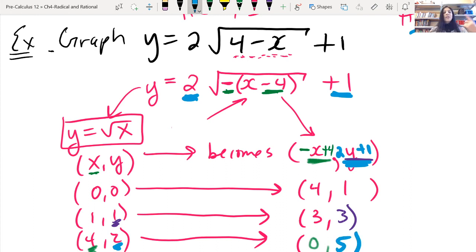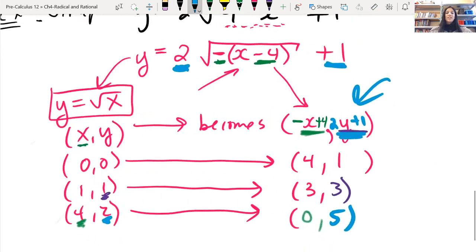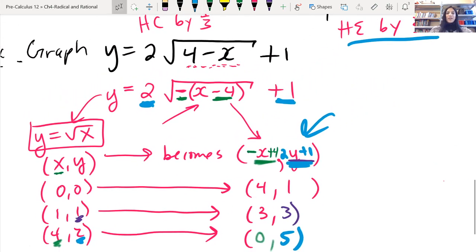So you can see the process or the method that I'm using. I like to go back to the basic graph, pick out a few key points, look at the transformations or what they're going to do to the original point, and then apply it to some of the basic points to see what they become. So now graphing this out becomes a lot easier.